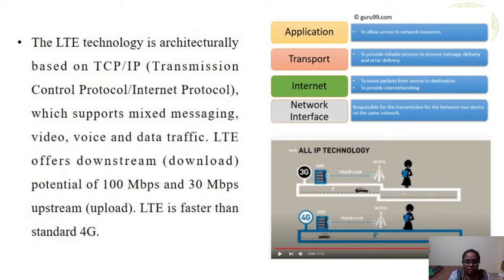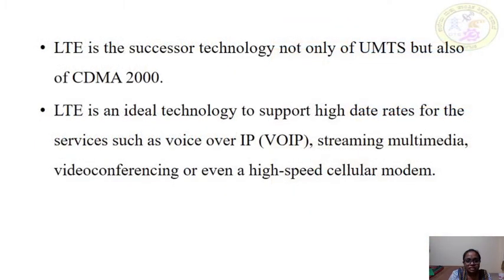As you see, you can observe in the picture that each message, video, voice, and data can be converted into IP form, which has a downstream of 100 Mbps and upstream of 30 Mbps. LTE is faster than standard 4G. LTE is a successor technology not only of UMTS but also of CDMA 2000.